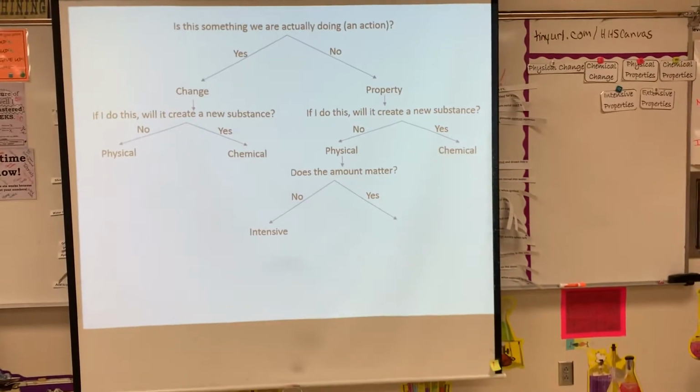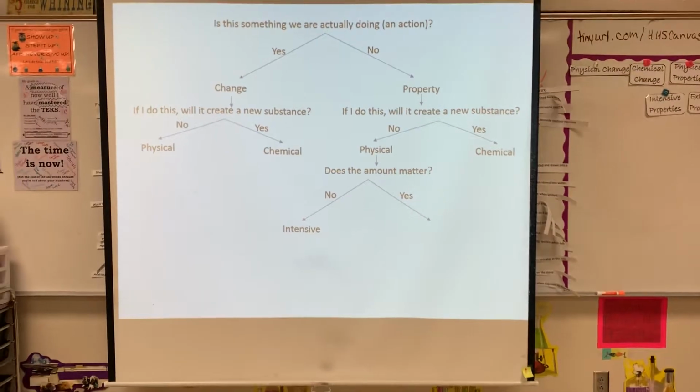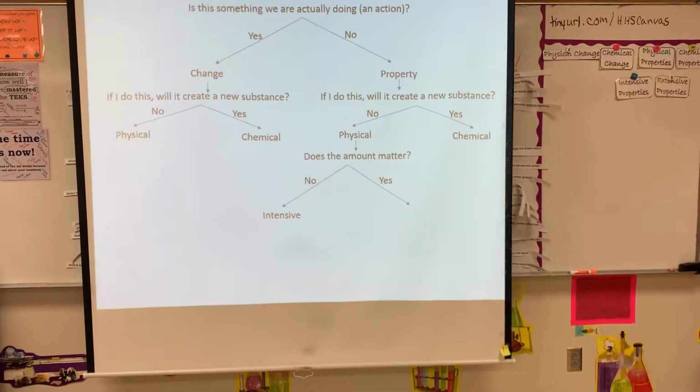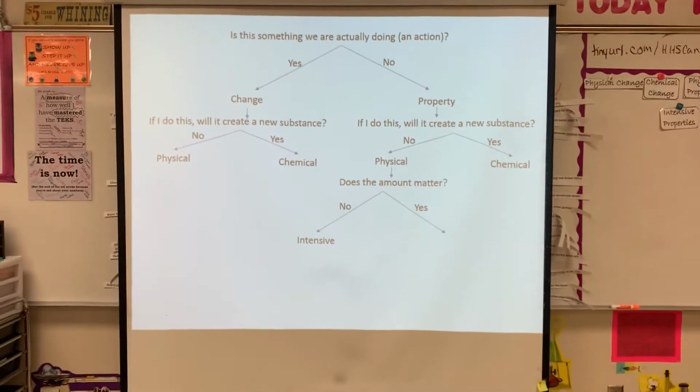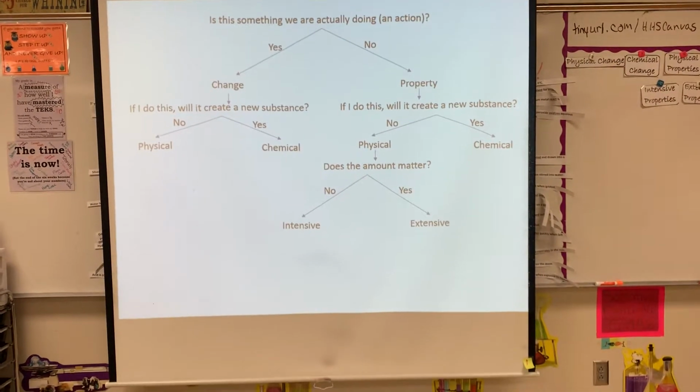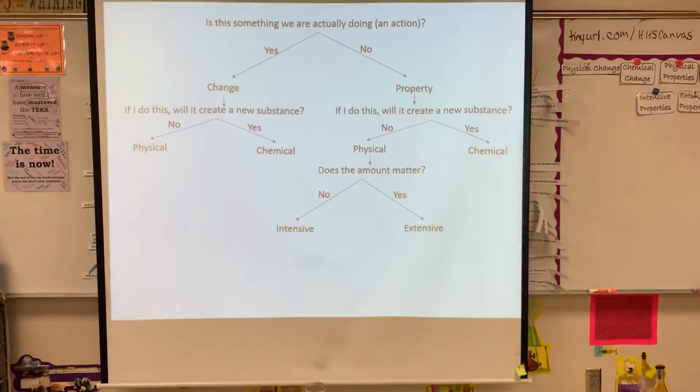Okay? If the amount does matter, so for example, let's say I weighed my shirt and then I cut it in half. Well, each half is going to weigh less than the half before. So that does matter. So weight would be an extensive physical property.